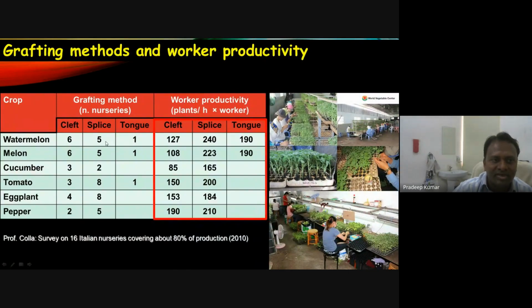So this is a comparison using different methods of grafting in different crops by 16 Italian nurseries. They put the data together, and they found that for the different crops and different grafting methods, the efficiency of the worker is given here.